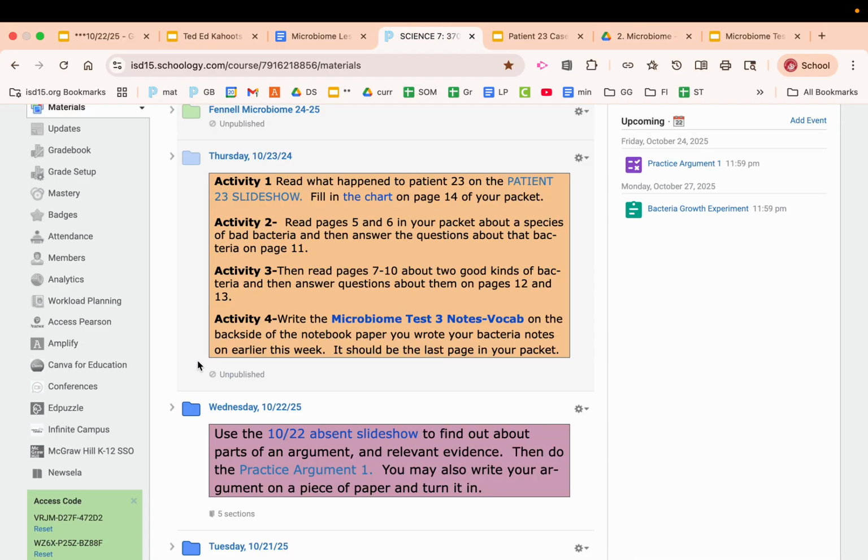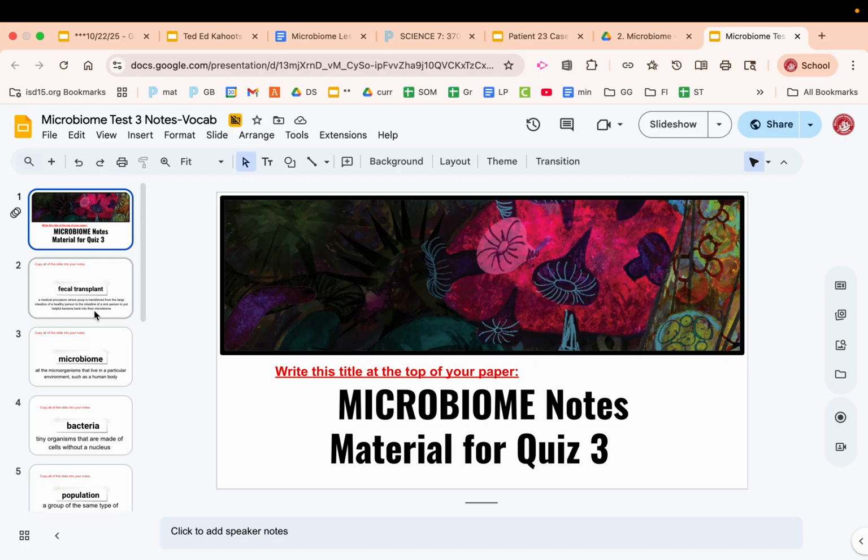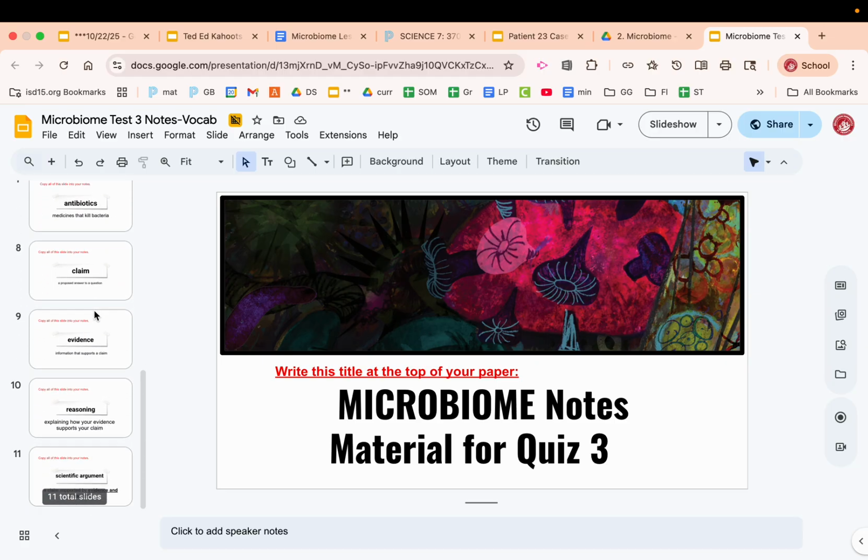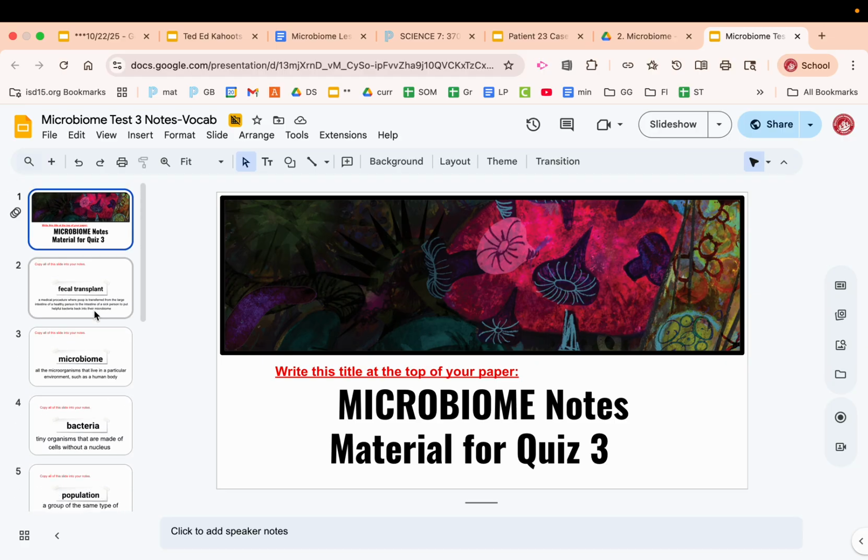The final thing, activity 4, if you have time. Now these 3 things for sure, we are going to check in tomorrow and make sure you have completed them. Activity 4, if you can at least get a start on these today, that would be really good. Click on the microbiome test 3 notes vocab. It's all vocab words. And you're going to put these on what should be the very last page of your packet. The last page of your packet should be the notebook paper we stapled there the other day.